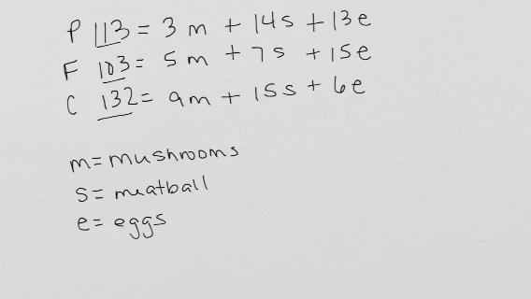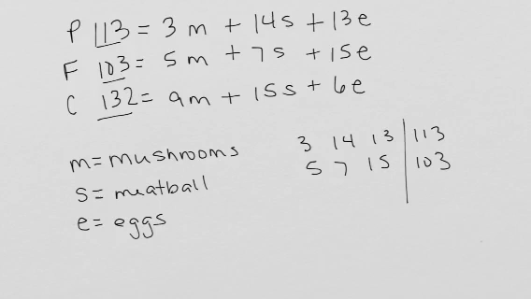I'm going to go to second, x minus 1, arrow over twice to edit my matrix. It needs to be a 3 by 4 matrix. And I'm going to type it in so that I go 3, 14, 13, 113, 5, 7, 15, 103, 9, 15, 6, 132. Constants on the right, making sure our mushrooms, spicy meatball, and deviled eggs all line up. Once I get it all typed in, I hit second mode to quit.